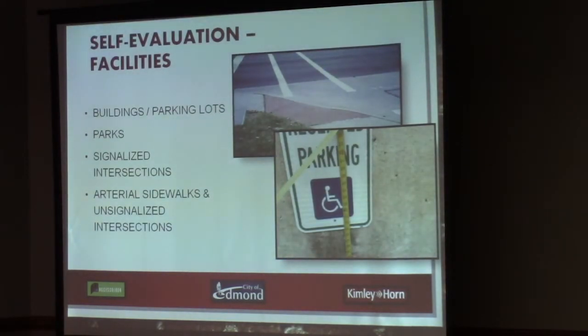With the facilities, we've done a number of different elements. For a building, we start with the parking lot, because it doesn't do any good to have an accessible building if you can't get to it. So we look for the accessible parking and an accessible path of travel from the parking to the building. Does it have an accessible entrance? Then we looked at all the different intersections. Do they have curb ramps? Are they signalized? Are there push buttons for people to cross? All of those things are important as well.